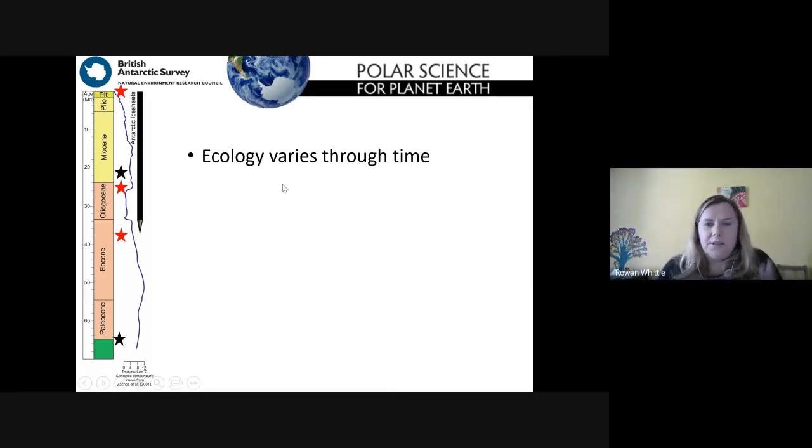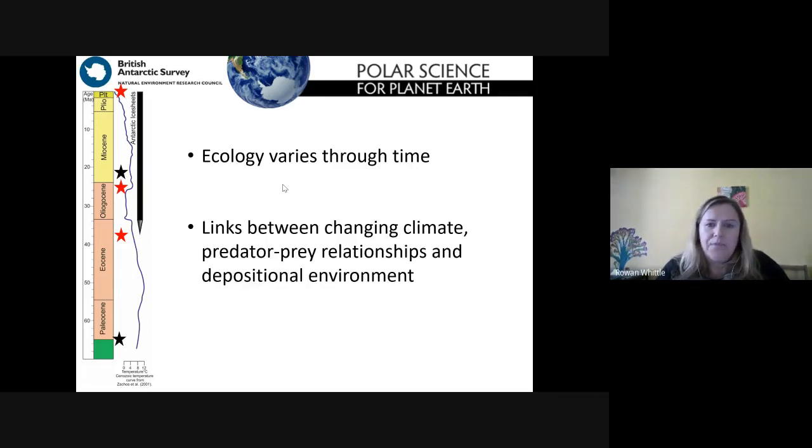And what we really need to do to further our understanding of what's happening in the evolution of Antarctica is try and better understand the links between the changing climate, the different predator-prey relationships, and what's going on with the depositional environment. Because it may be that the Cape Melville specimens are showing what's happening in deeper waters, whereas all the other things are happening in shallower waters. So there may have been different communities in different environments. So thank you very much.